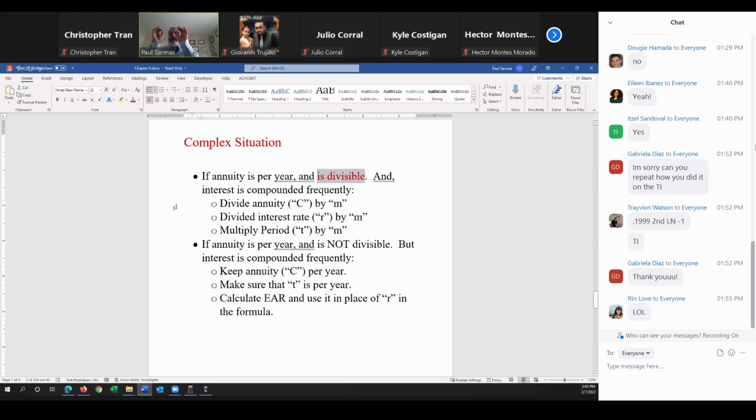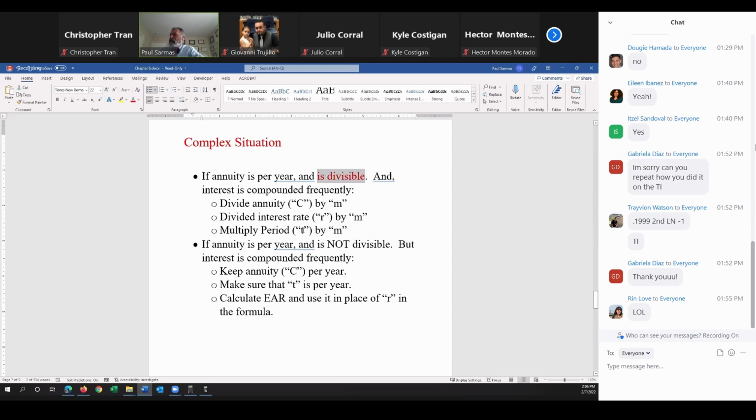This is what you do. So this is your situation. Bullet number 1. Your annuity is per year, but it's divisible. Your interest is compounded frequently, more than once a year. It's monthly, quarterly, daily, and so forth. Divide annuity C by M. Divide interest rate R by M.